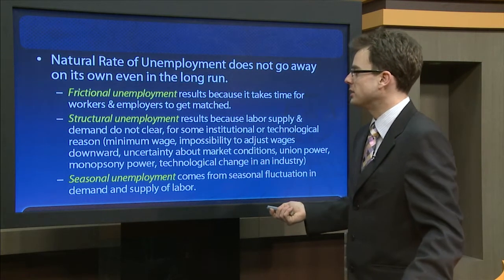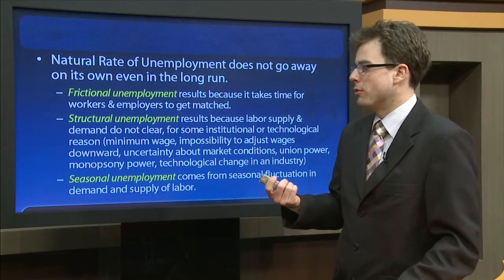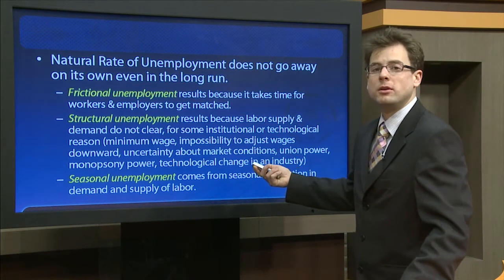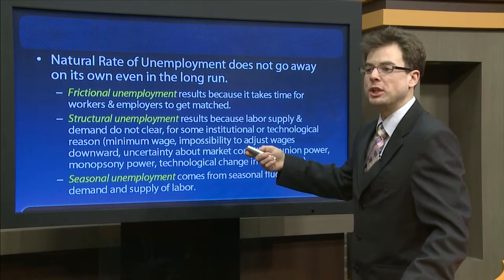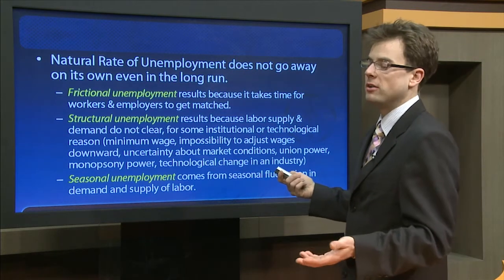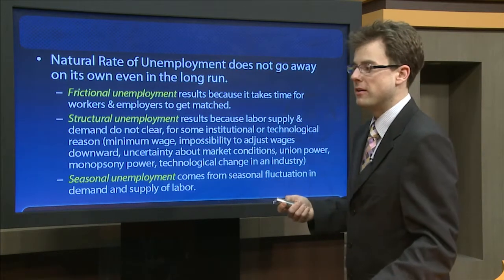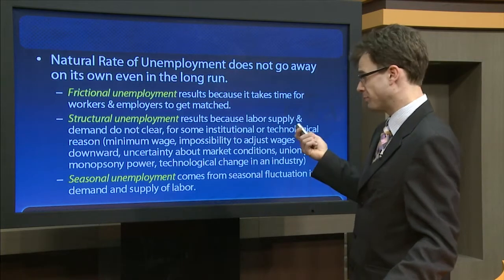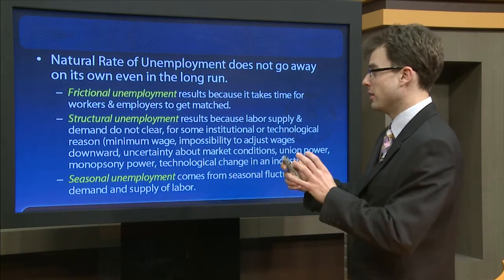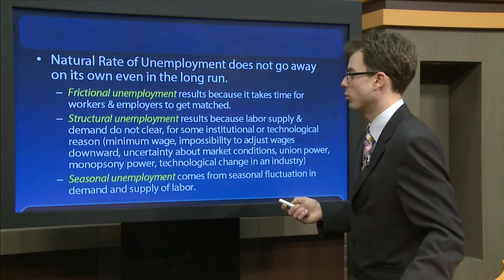Impossibility to adjust wages downward. We will say in the next few chapters on the financial market that sometimes it is easier to adjust prices upward in the economy than downward. So if the current economic conditions call for lower wages than the wages currently present, the economy might find it difficult to adjust. And for some time, until the economic conditions correct themselves, we could have unemployment.